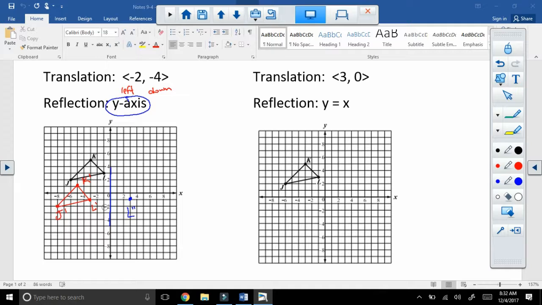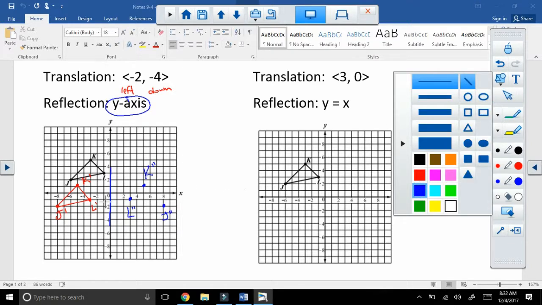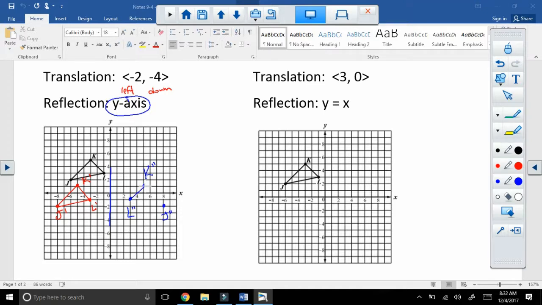J prime is 8 units to the left. So I'm going to go 8 units to the right. And that's J double prime. And then for K, K is 5 units, so I'm going to go 5 units to the other side, and that's K double prime. So go ahead and take a second to draw that triangle in. You can see that all of these triangles are congruent. They're isometries, and we're done with that one.